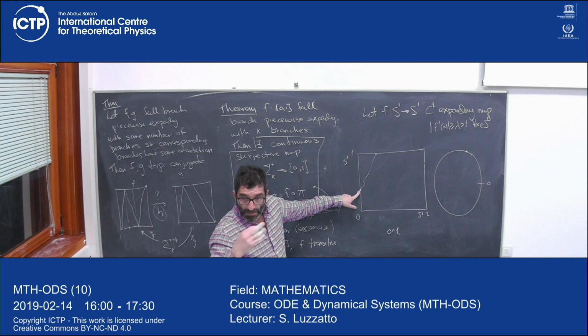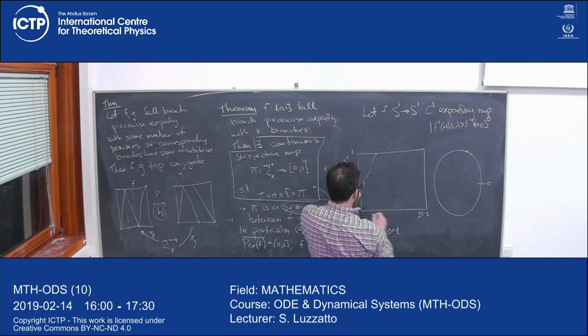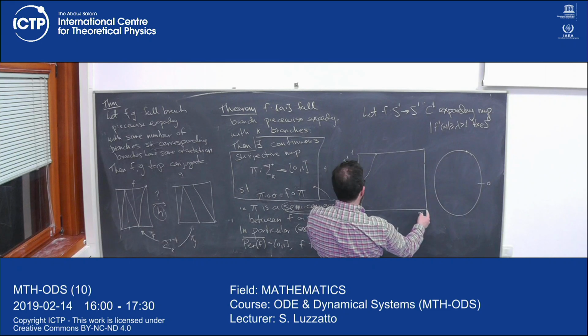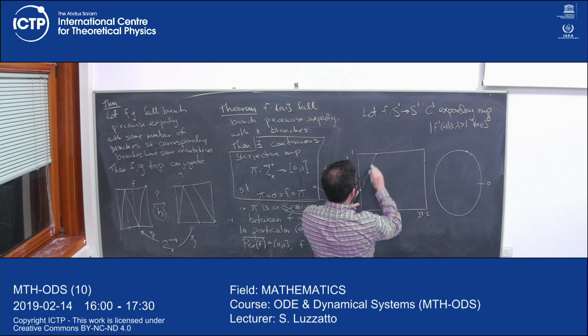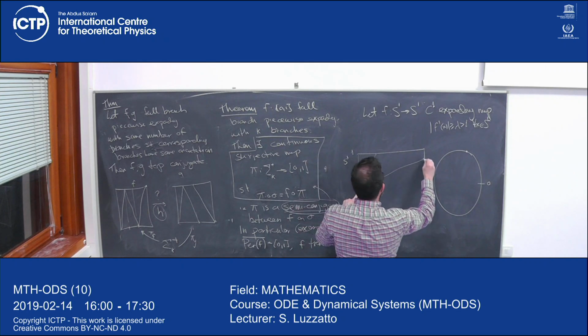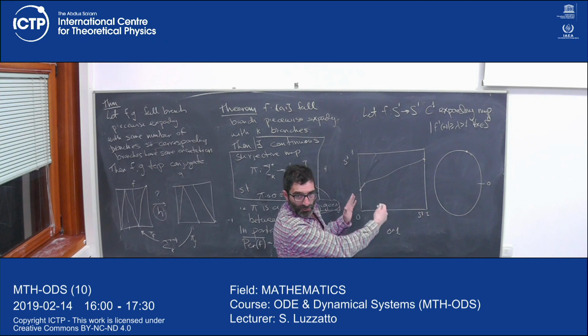Because it's C1 and it's expanding, again it's the mean value theorem, right? Because the derivative is bigger than 1 everywhere, if you look at the image between these two points, its image in some sense must be bigger than 1. You cannot go from here to here with the distance in the image less than 1, and it could not be expanded.